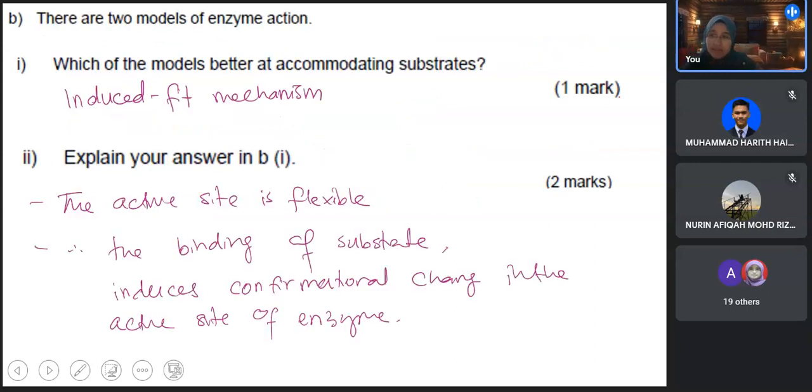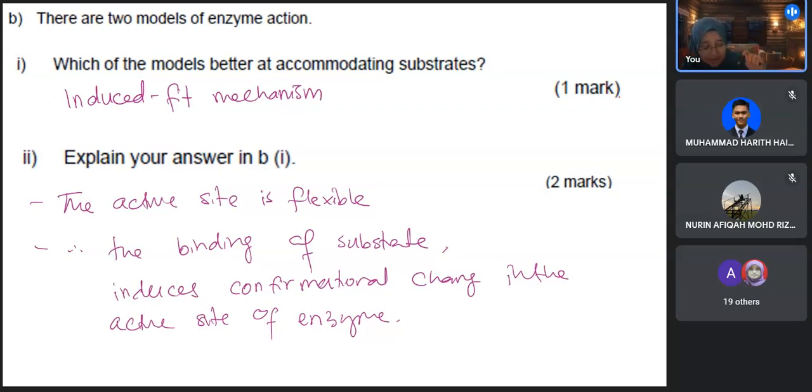So the next question, it says here there are 2 models of enzyme action. Which of the model is better at accommodating substrate? The answer will be induced fit mechanism. So you have an enzyme with the active site that is not exactly complementary with the shape of the substrate. As the substrate binds into the active site of enzyme, it causes a slight change in the active site of the enzyme. So induced fit mechanism is best at accommodating substrate.